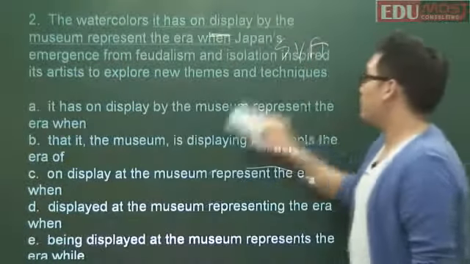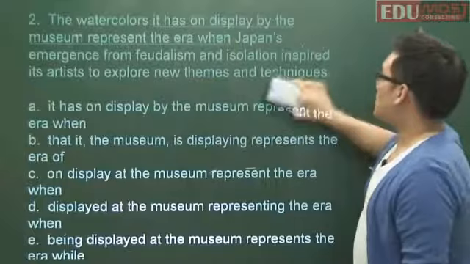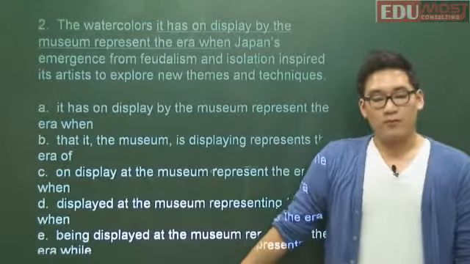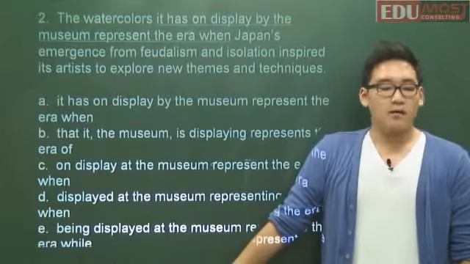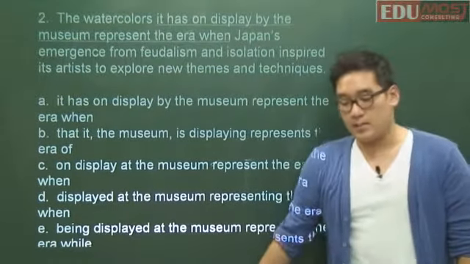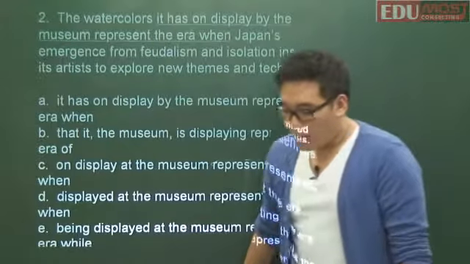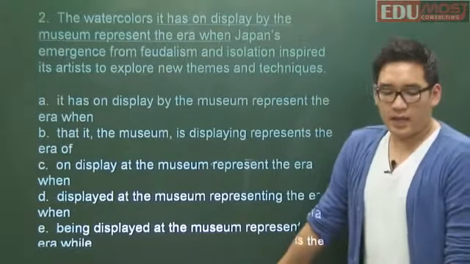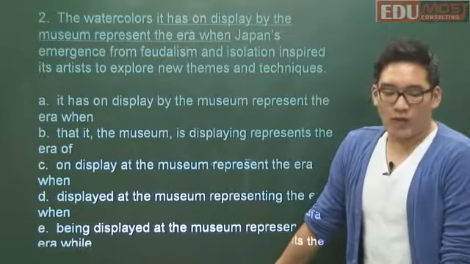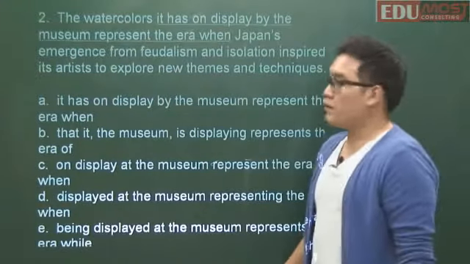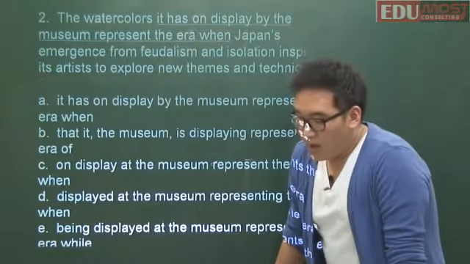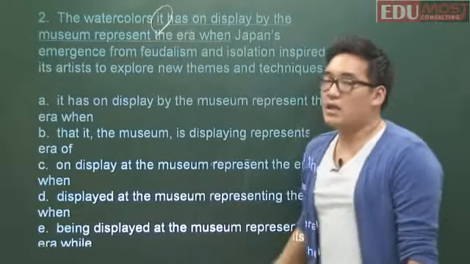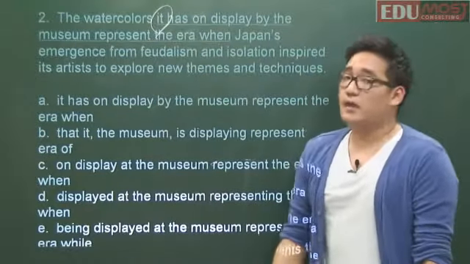Here the sentence reads, the watercolors it has on display by the museum represent the era when Japan's emergence from feudalism and isolation inspired its artists to explore new themes and techniques. First of all, there are too many prepositions in this sentence: on display, by the museum, when Japan's emergence. There are simply too many prepositions. Also, the "it" here is ambiguous. We don't know what the "it" is doing, so we want to get rid of the "it" as well.